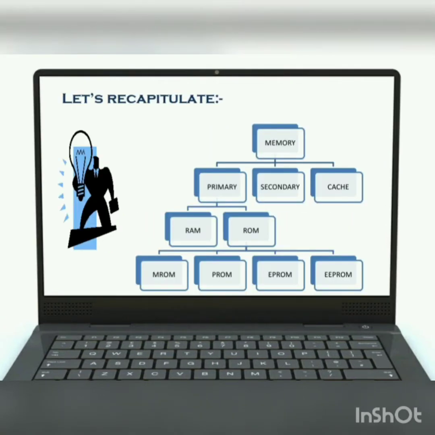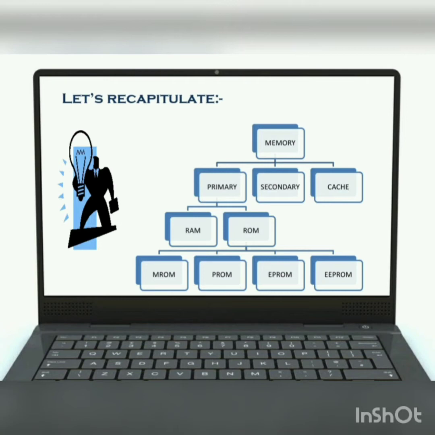Let's recapitulate first what we have read in our previous class. We have read about types of memory. There are three types of memory. First is primary, second is secondary, and the last one is cache memory. Primary memory is further divided into two types. One is RAM and another one is ROM. RAM stands for random access memory and ROM stands for read-only memory. Read-only memory is further divided into four parts, that is MROM, PROM, EPROM and EEPROM.